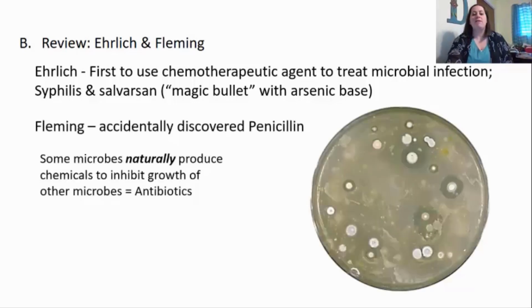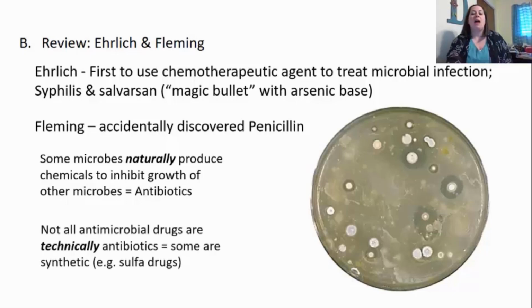We also see Fleming. Fleming accidentally discovered penicillin. Some microbes naturally produce chemicals to inhibit growth of other microorganisms, and so these are why they're termed antibiotics. All right, so if you look here on the plate, you can see where some of them, as they're growing, are inhibiting the growth of the other bacteria around them. And this is how he accidentally discovered penicillin. Now, not all antimicrobial drugs are technically antibiotics. Some are synthetic that we have made in the lab, and any of these sulfa drugs are antimicrobials but not antibiotics because they don't happen naturally.